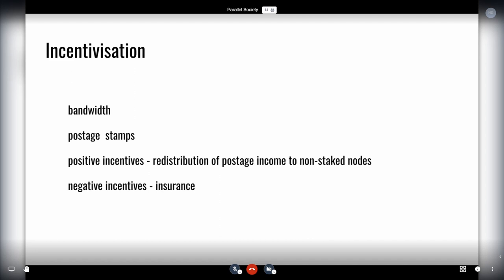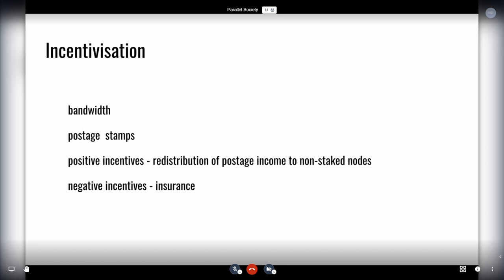In the same way, postage stamps are guaranteed proofs of payment. Even if it's not redistributed to anyone meaningfully, even if it's just burnt, it is a strong signal of investment and can also signal relative importance.